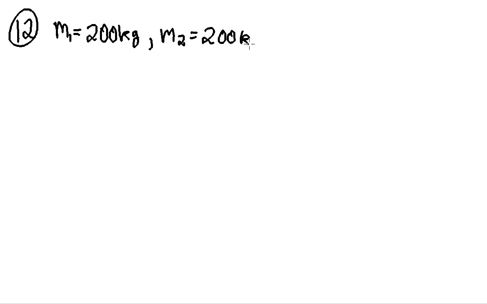All right, number 12, getting close to the end here. Number 12 states that there are two 200 kilogram masses. So mass 1, 200 kilograms, and mass 2, 200 kilograms. Two 200 kilogram masses are separated by a distance of 1 meter. Find the magnitude of the gravitational force exerted by one mass on the other.